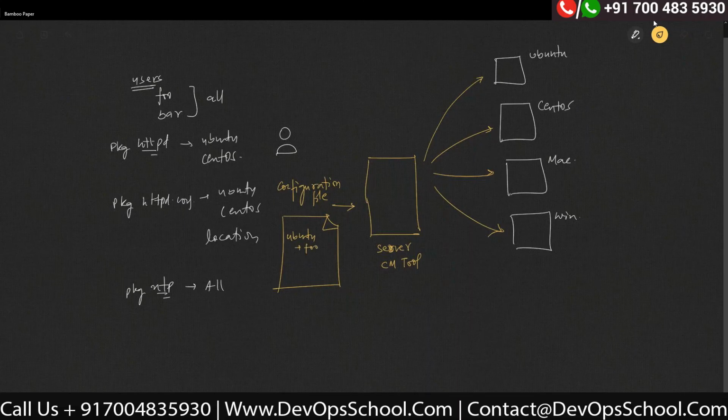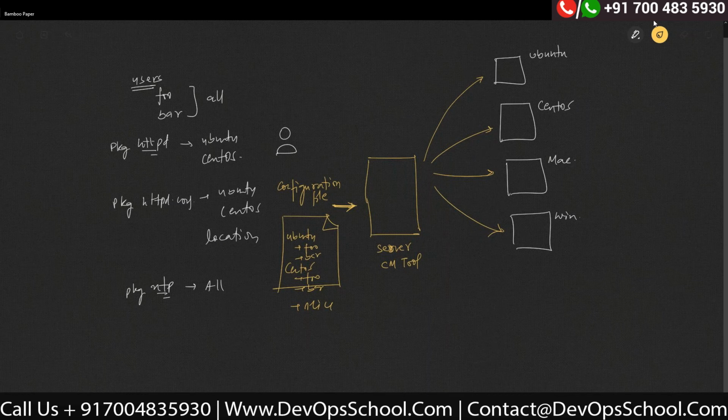create foo user, create bar user. On CentOS machine, create foo, create bar, create Alice. Now this is what you define: that I want this user to be present on Ubuntu, this user to be present on CentOS, this package to be installed on Ubuntu, this package to be installed on all my machines, right? You can specify like this. And then you feed this configuration file to your server.